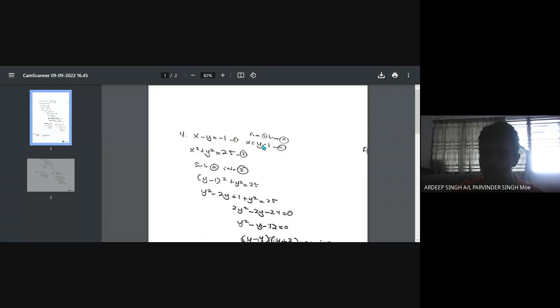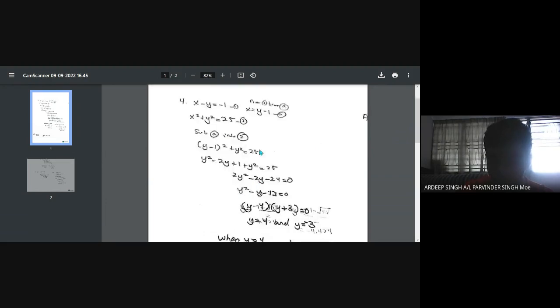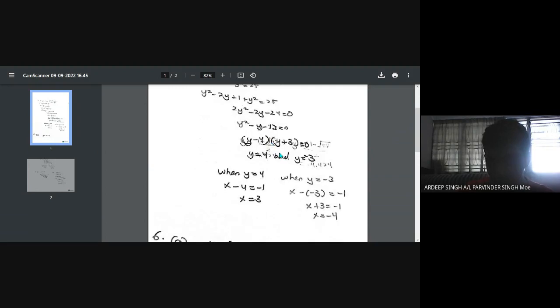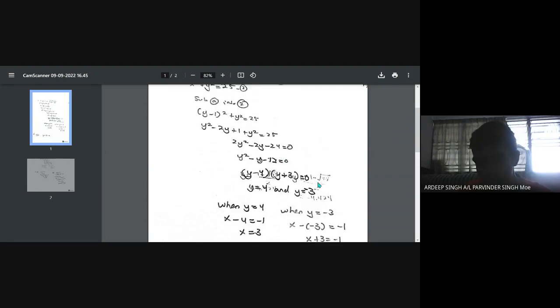So we take x minus y equals minus 1, that's a. You substitute a into 2. So you take y, you get (y minus 1) squared plus y squared is equal to 25. After that you solve the quadratic equation. After you substitute, you factorize it like Chapter 1 Form 4, and then y is equal to 4 and y is equal to minus 3, you get the answer.